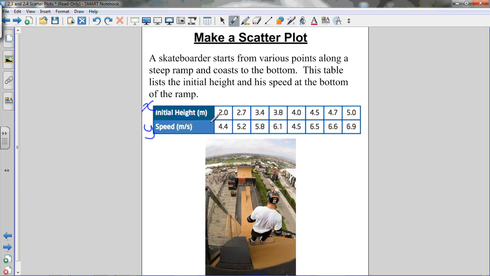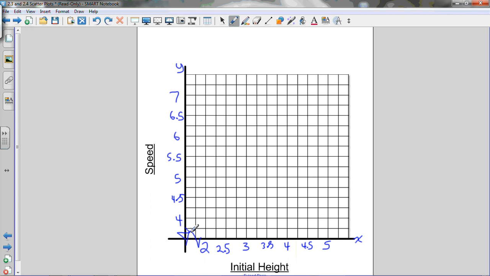So here's my initial height is 2.0. So when he starts at 2.0, his speed is 4.4. So think of that as 2.0, 4.4, and just plot that on our graph here. So at our initial height of 2, his speed is 4.4. So that's approximately right here.